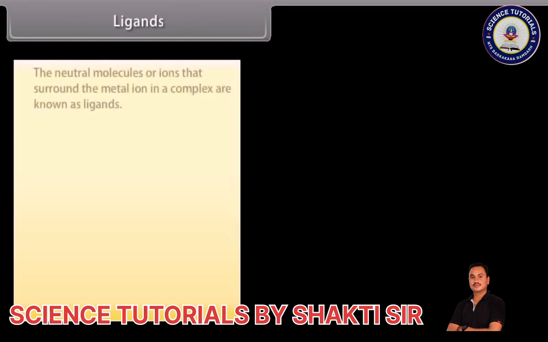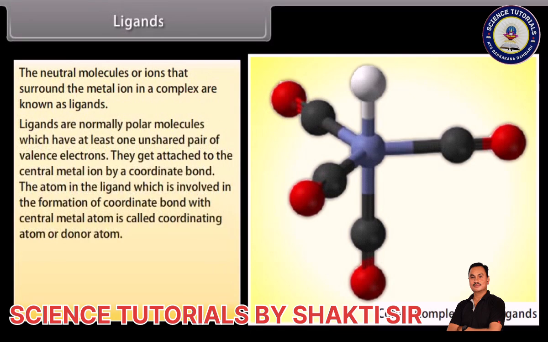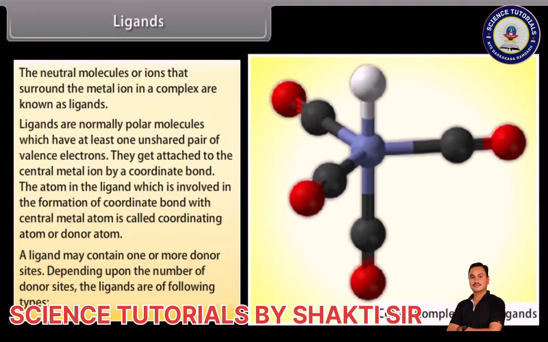Ligands. The neutral molecules or ions that surround the metal ion in a complex are known as ligands. Ligands are normally polar molecules which have at least one unshared pair of valence electrons. They get attached to the central metal ion by a coordinate bond. The atom in the ligand which is involved in the formation of coordinate bond with central metal atom is called coordinating atom or donor atom. A ligand may contain one or more donor sites. Depending upon the number of donor sites, the ligands are of the following types.